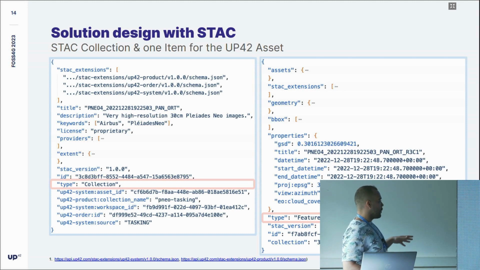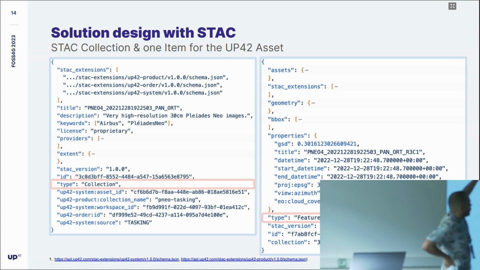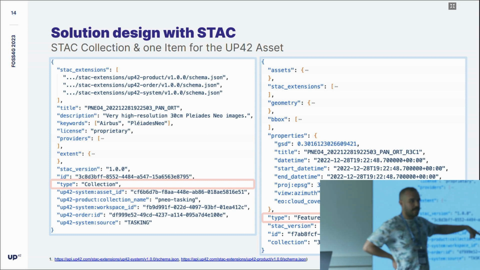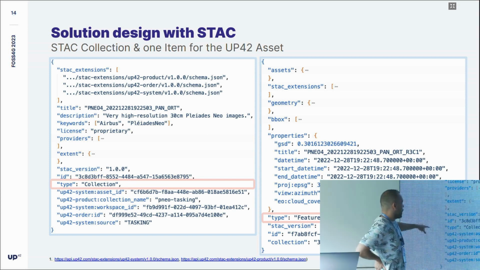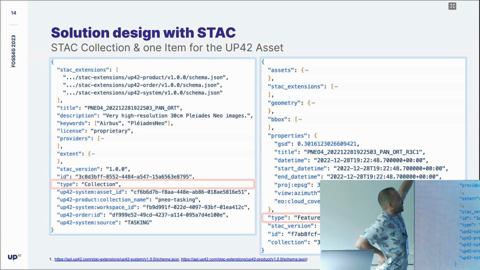If you check the metadata, for example, I think the colors are not seen very well, but this is basically for one collection. On the left-hand side, you see the collection. And on the other side, you see one example of one item, of type Feature. As you can see, we can add UP42-related information like here, and we can add more STAC extensions to validate that information.